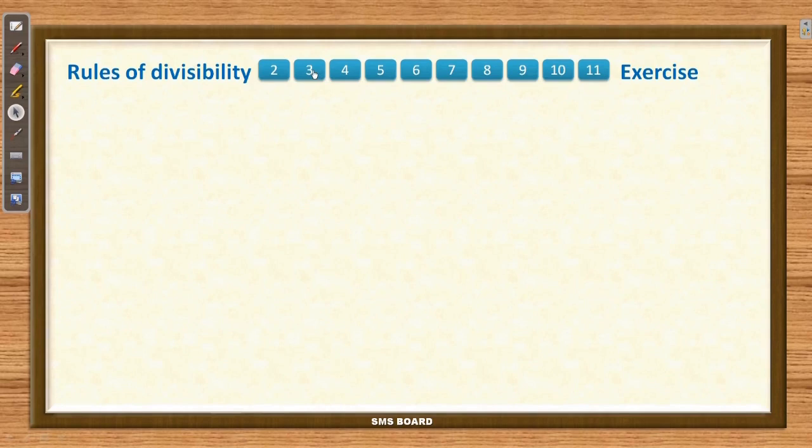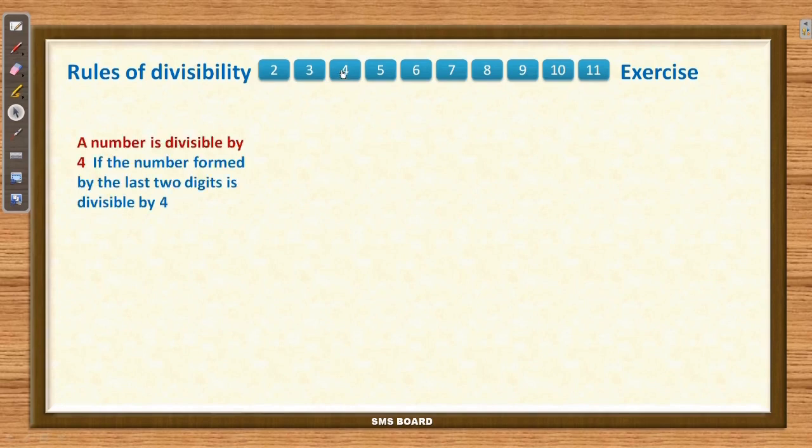Divisibility test by 4. Let us discuss divisibility test of a number by 4. By rule, a number is divisible by 4 if the number formed by the last two digits is divisible by 4. Let us discuss some problems in the exercise. First problem is 2584.